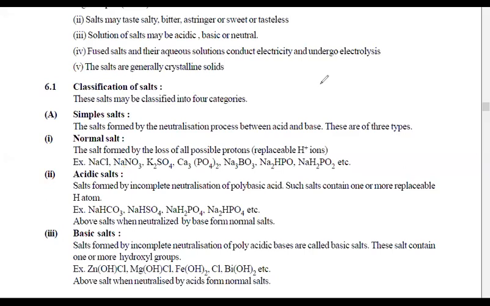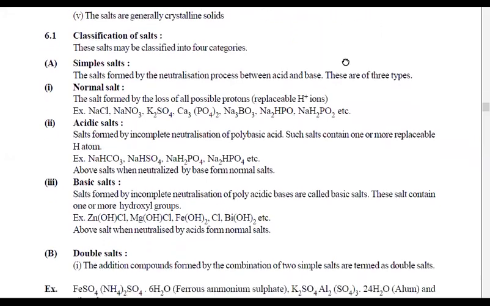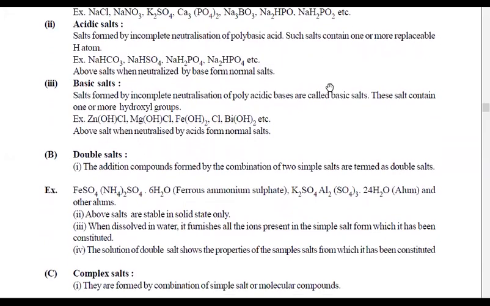Just take the example of this other one. In the other one, it will be formed using the base Zn(OH)2 and HCl. So HCl is a strong acid, right everyone? Now, this was your normal salt.